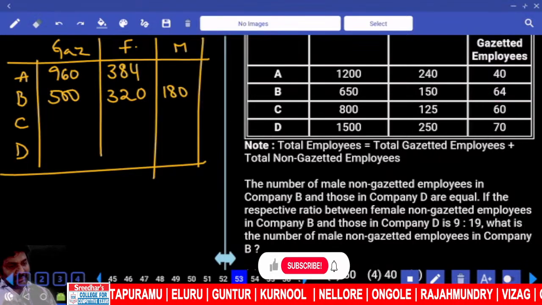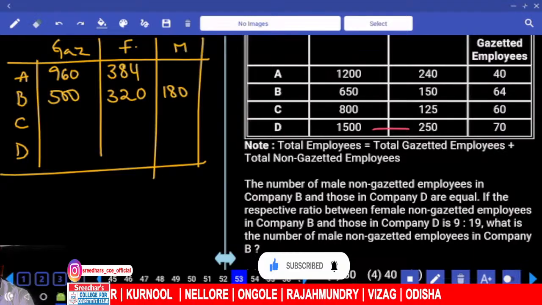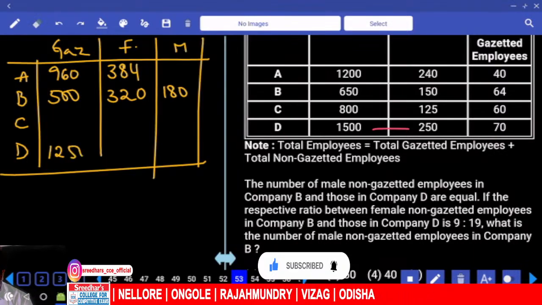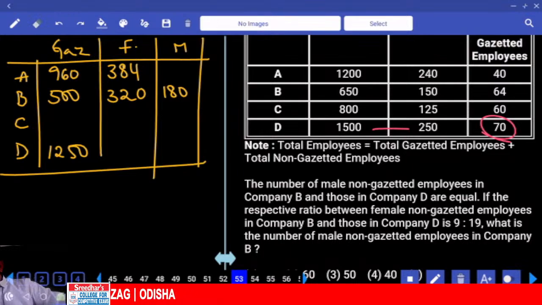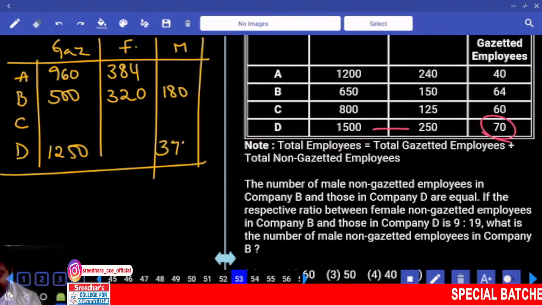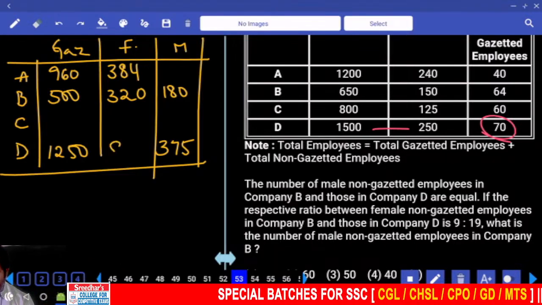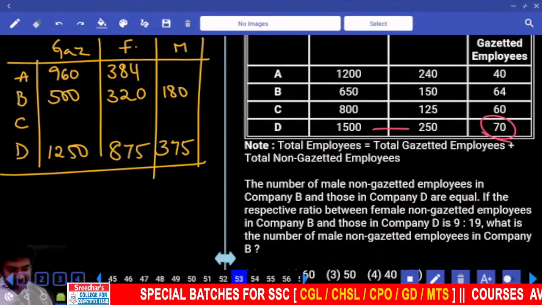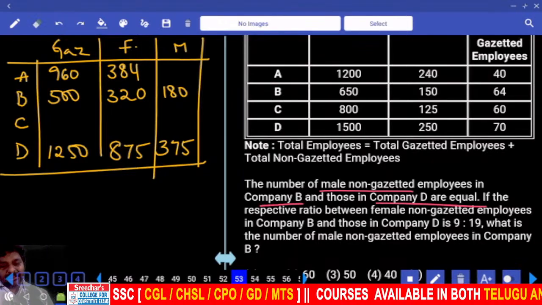Next. In company D, out of 1500, 250 are non-gazetted. Then gazetted are 1250. 70% are female. Then 30% are male. 30% is easy to calculate. 10%, 125. 3 times 375. Instead of 375, subtract 400, add 25 later. Subtract 400, 850, add 25, 875. Now the question says, male non-gazetted employees in B and those in D are equal.